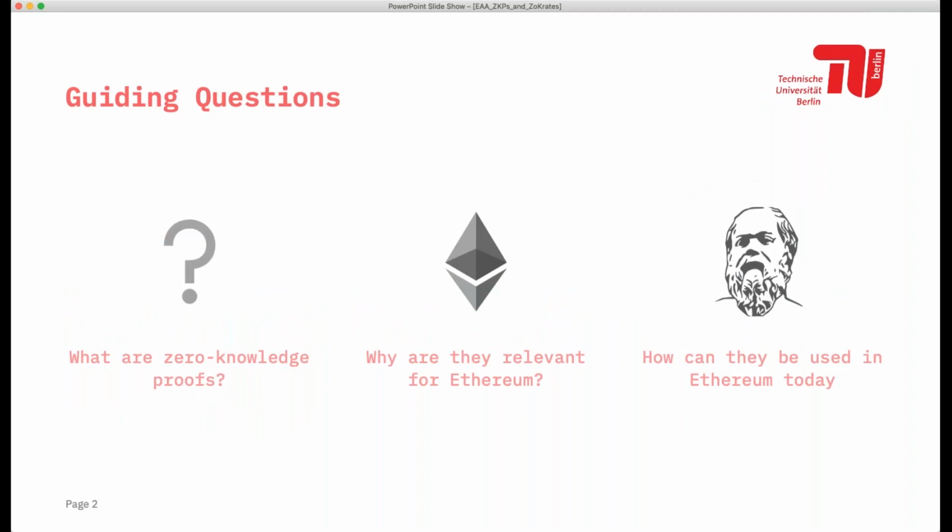Today I'm trying to answer three basic questions. I want you to take away three things. First of all, what are zero knowledge proofs? I'm not talking about the nitty-gritty math details. There's plenty of talks on that, but more about an intuition of what it is and what they're for. Then I want to talk about why they're relevant for Ethereum and for blockchains overall. And then I want to talk about how we can use zero knowledge proofs in Ethereum today, what the applications are, and how people can actually build on zero knowledge proofs.